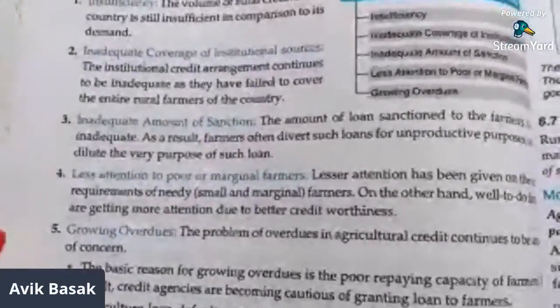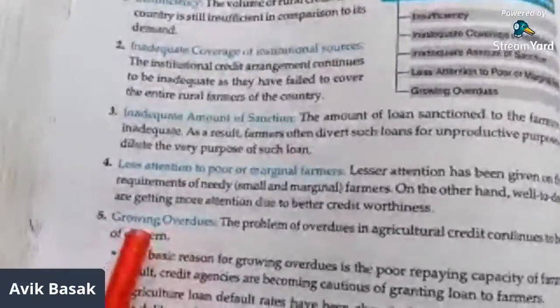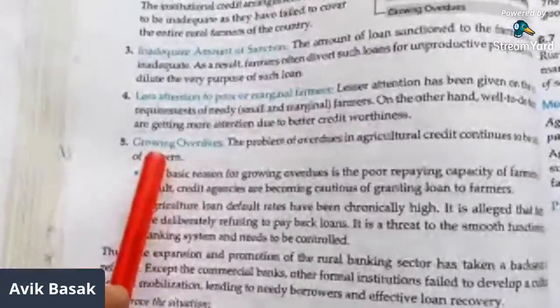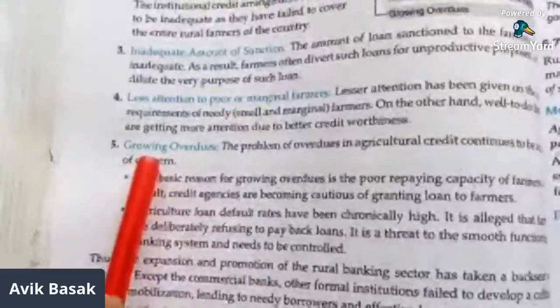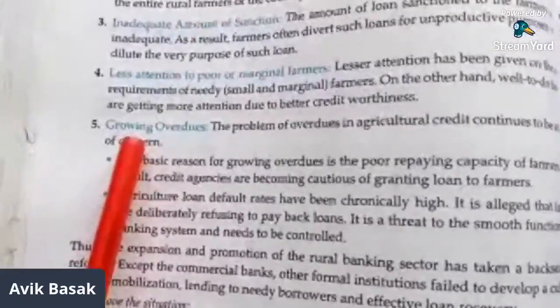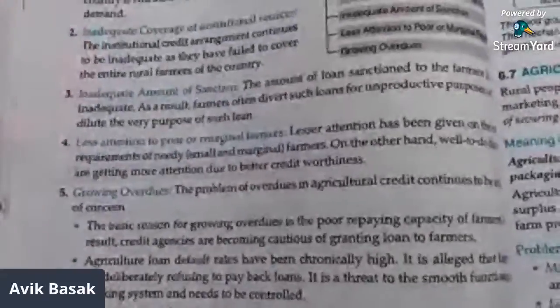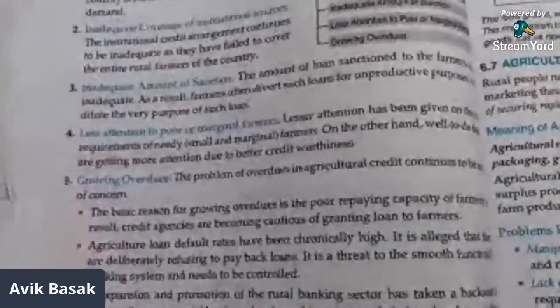Why? The reason is growing overdues. The farmers are not able to pay back the money. They take the loan, but they cannot return it for various reasons. So these are all the problems of rural credit.